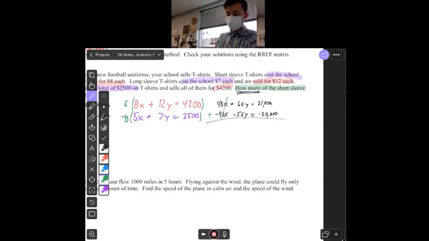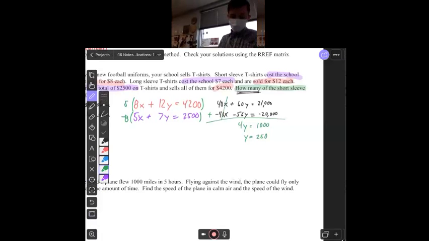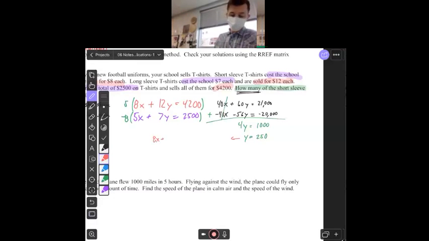Add those together, your x's should cancel. Leave you with 4 y's equals 1,000. So divide by 4. Y would be 250. But you know what y is, you plug it back into one of your equations up here. Figure out what x is. So I'm just going to do it in the first one. Eight x plus 12 times 250. 12 times 250 is 3,000.